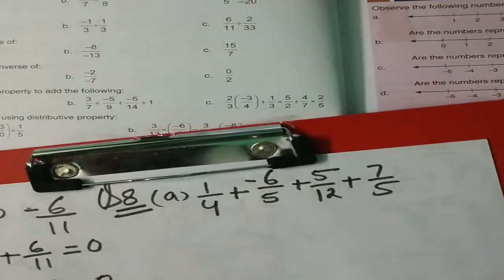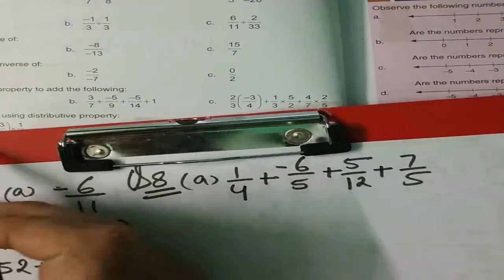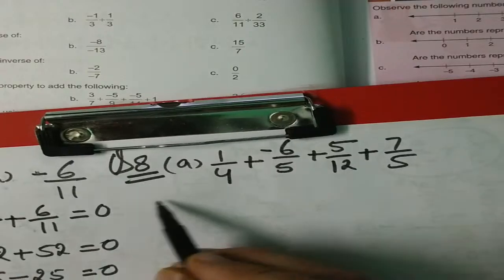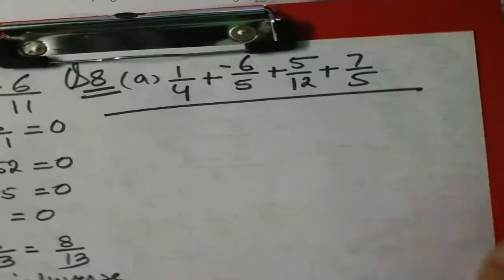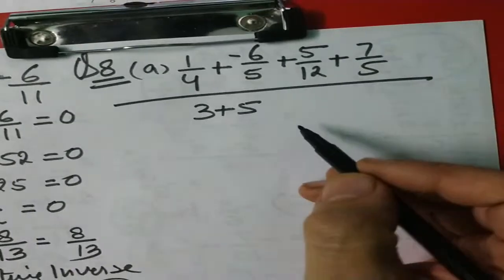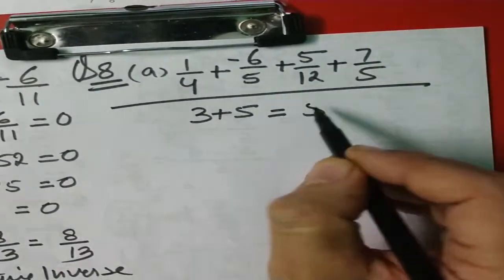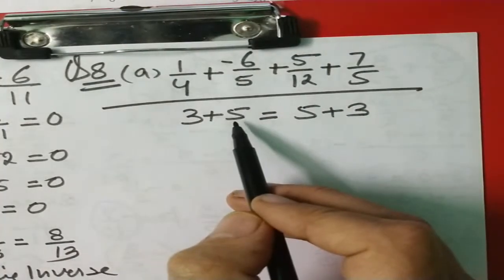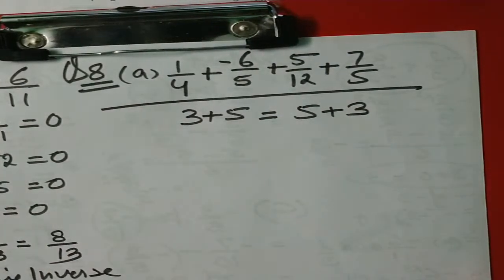If you understand it like this, we can change the order of addition. Let's understand: 3 plus 5 is also equal to 5 plus 3. Whether you add 3 first or 5 first, the answer will remain the same.